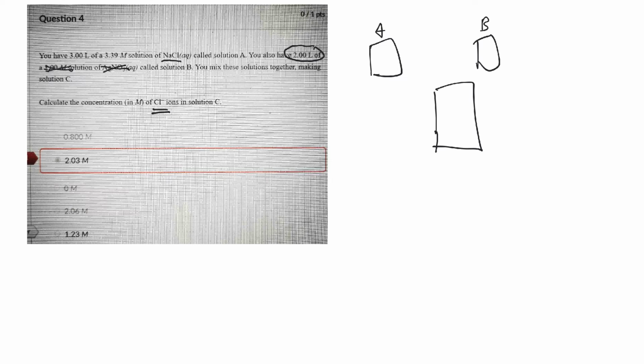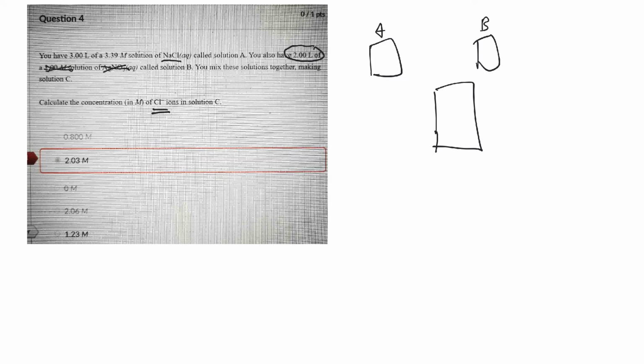Let's try the next one. I have 3 liters, 3.39 sodium chloride, 2 liters, 2 silver nitrate. This time they want me to find the concentration of chloride ions. Well, the chloride ions are only found here. They're not found here, so I don't really care much about this other than it adds volume, because they're doing the same thing. So I've got A, I've got B, and then I'm dumping them into a container with C.